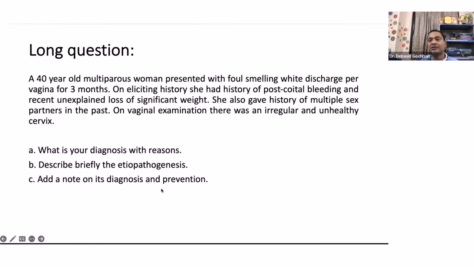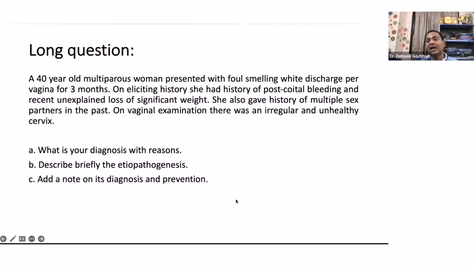Now, briefly describe etiopathogenesis. You will have to talk about smoking, multiple sexual partners. You will have to talk about HPV infection, how HPV 16 and 18 are involved, the molecular pathway. And then you have to add a note on its diagnosis and prevention.